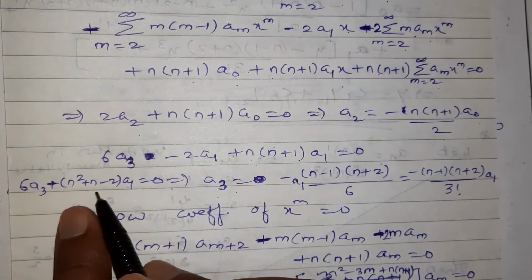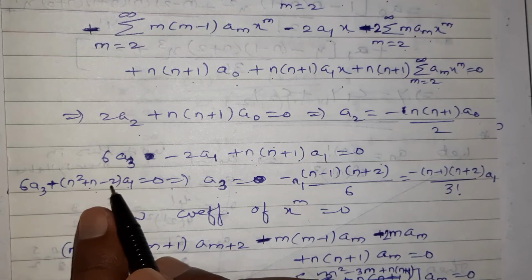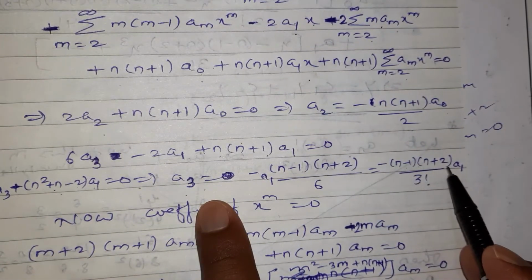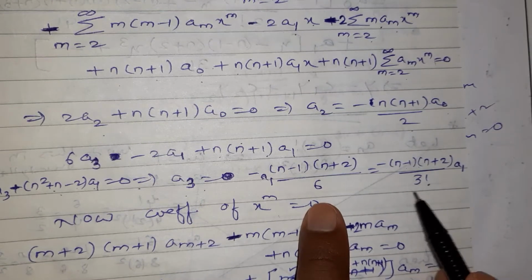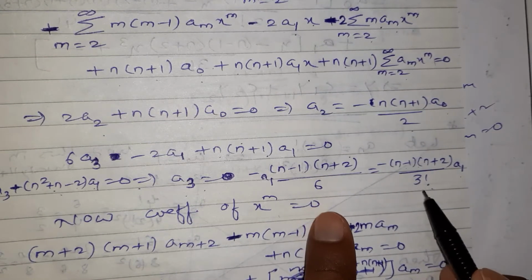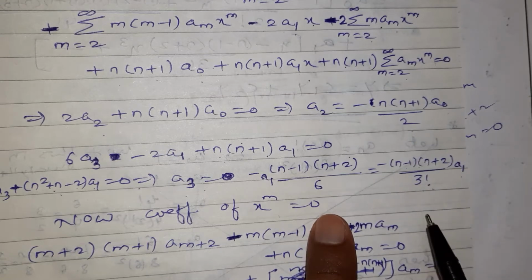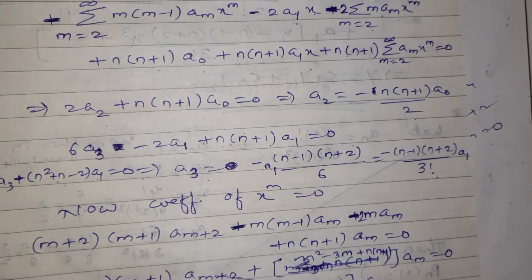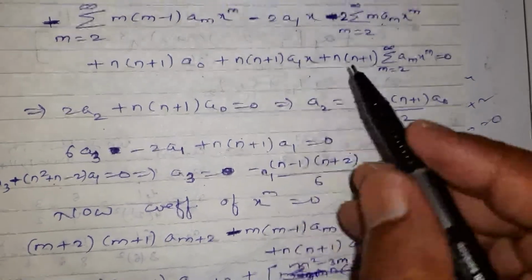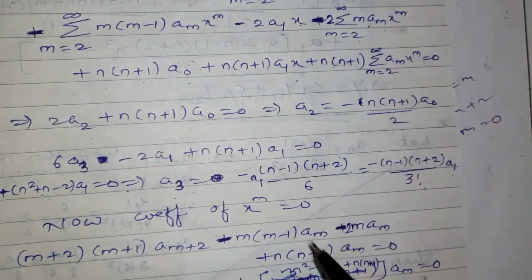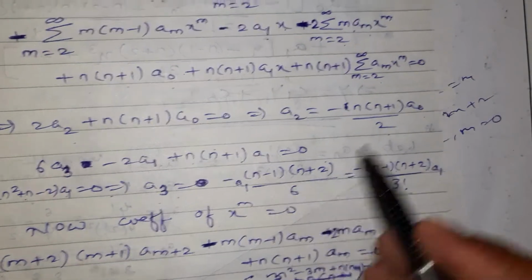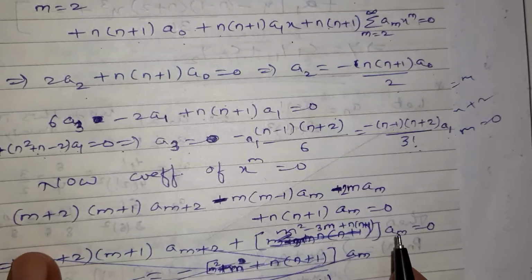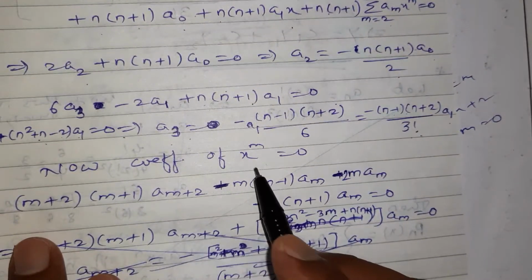Find the factors of this term. It is n minus 1 and n plus 2. So the value of a3 is equal to minus n minus 1 into n plus 2 upon 6, meaning 3 factorial, a1. You may write 6 or 3 factorial, doesn't matter. Similarly, you can find a4, a5 and so on. For that, we just write down our general term. We know that in an ordinary point we take the coefficient of x raised to m and write down the general term.